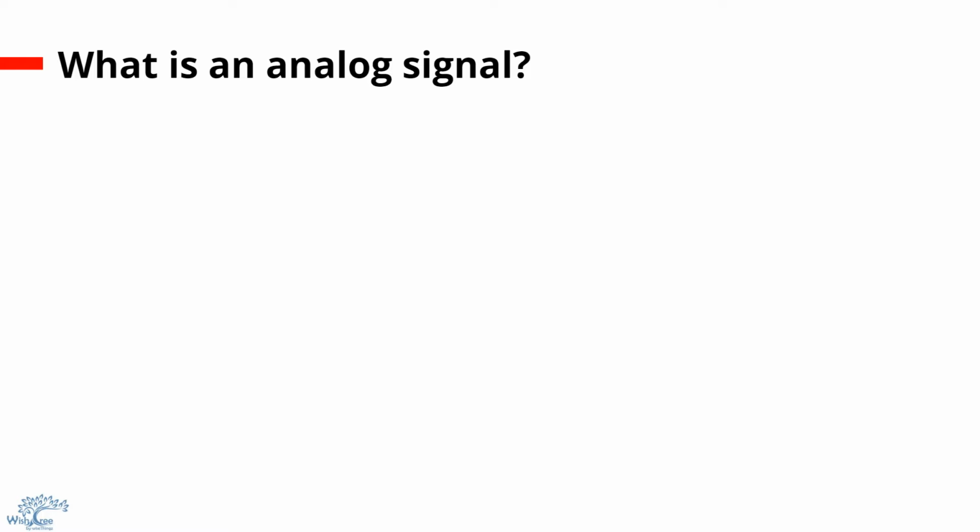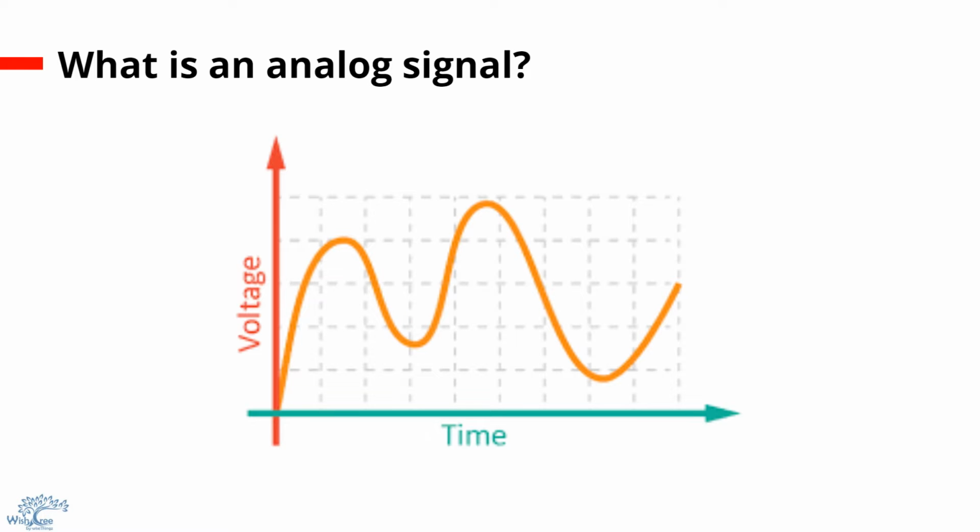Before jumping into circuits and the components, let's first understand the concept of analog signal. The analog signal simply means that if you're measuring voltage or any other parameter against time, then the readings are continuous. It can achieve any maximum or minimum value within the allowed limits.